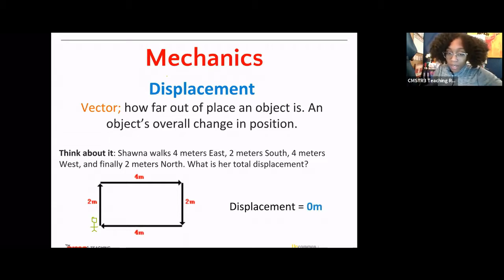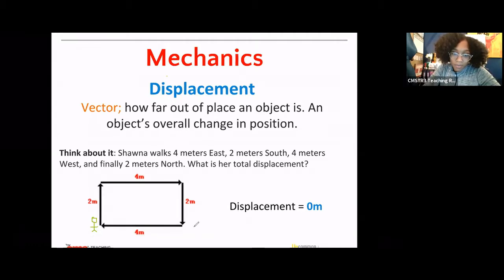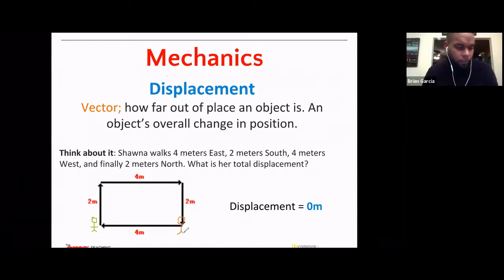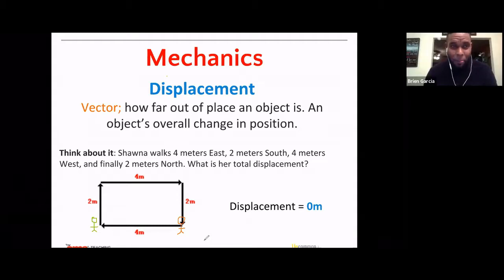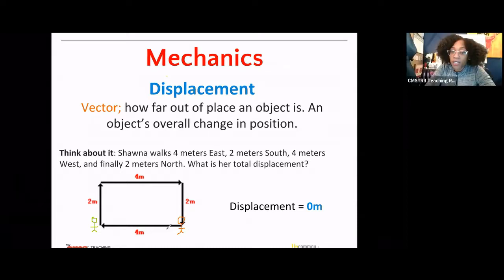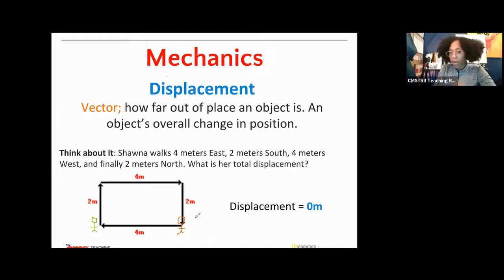Right? Now, if I gave you a different problem, so say I started here where my little stick person is, but I ended here. 4 meters. 4 meters what? Remember, it's a vector. East? Yes. So Brian just told us that my new displacement would be 4 meters east from where I originally started. Make sense? But what is my distance still in that problem? 12?